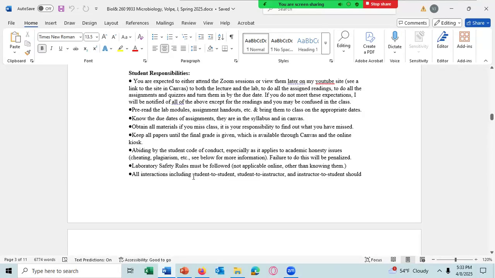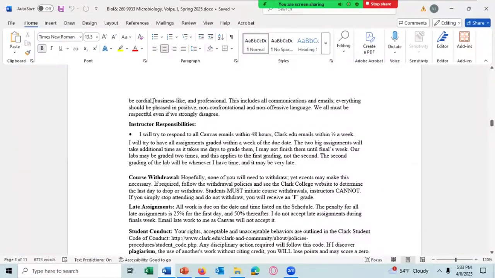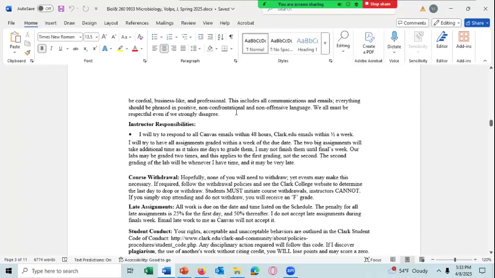All interactions, including student to student, student to instructor, and instructor to student, should be professional, cordial, businesslike. This includes all communications, emails, everything should be phrased in a positive, non-confrontational, and non-offensive language. We all must be respectful, even if we strongly disagree with each other.